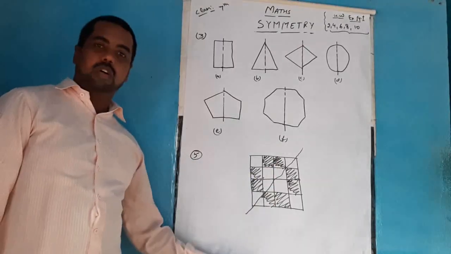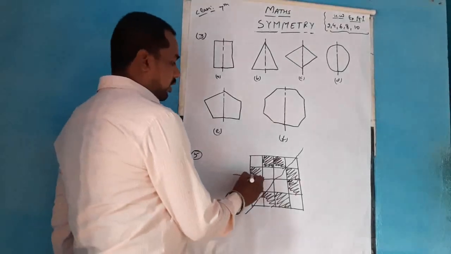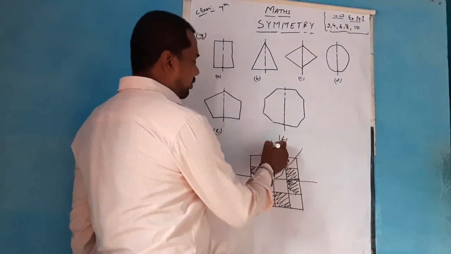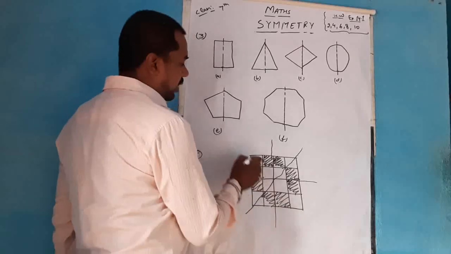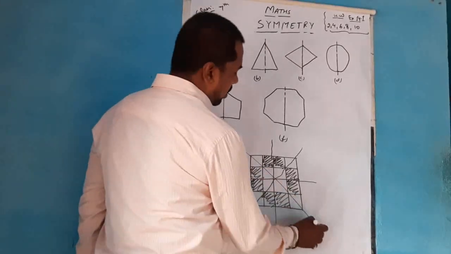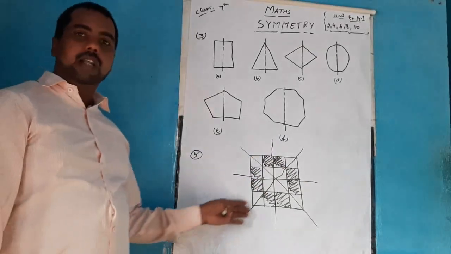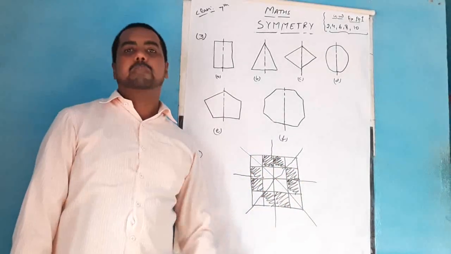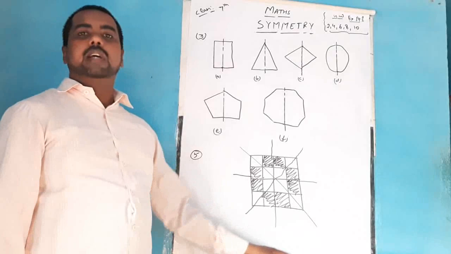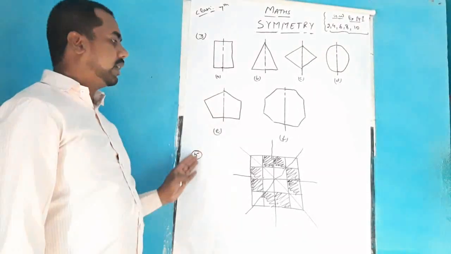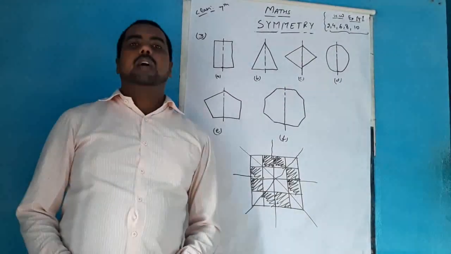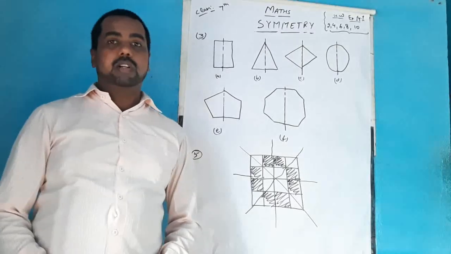Either you take a horizontal line of symmetry, or you take a vertical line of symmetry, or you take a diagonal of it. If you draw that and put a mirror, you will see what part of the square is missing, and you may complete it so that your figure has a symmetrical design.